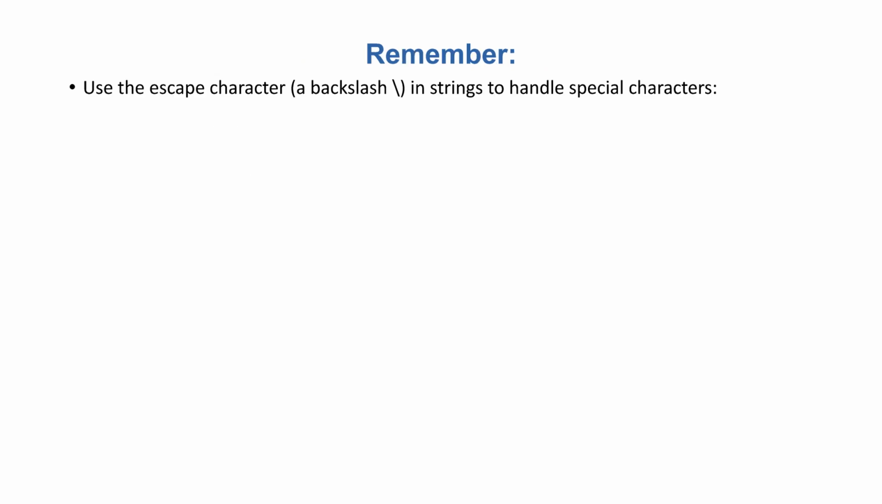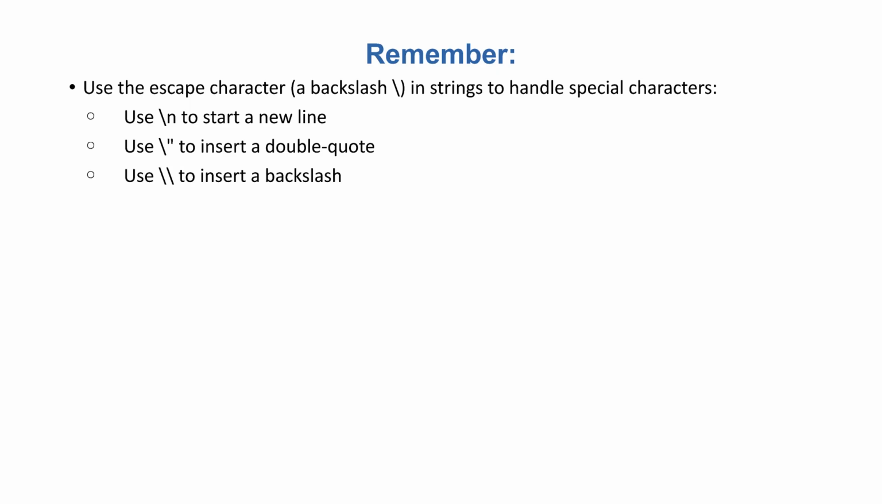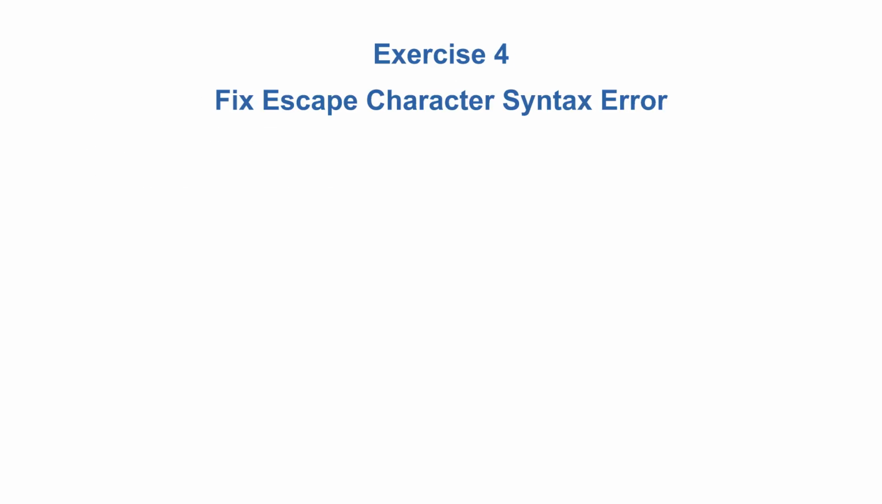Remember, in lesson TG1.4, we discussed the need to use the escape character, a backslash, in strings to handle special characters in strings. Backslash n in a string will cause anything that follows it to be printed to a new line. Backslash double quote can be used to include a double quote in a string. Double backslash can be used to include a backslash in a string.